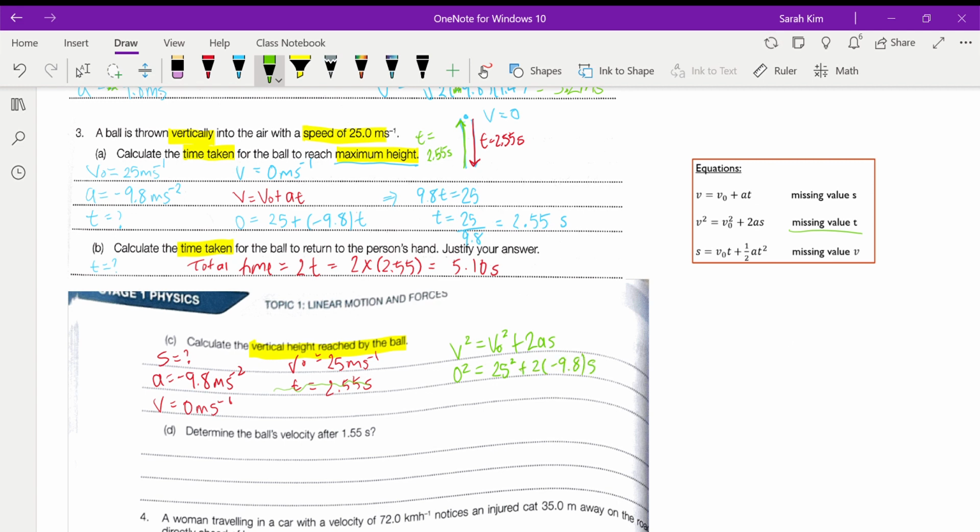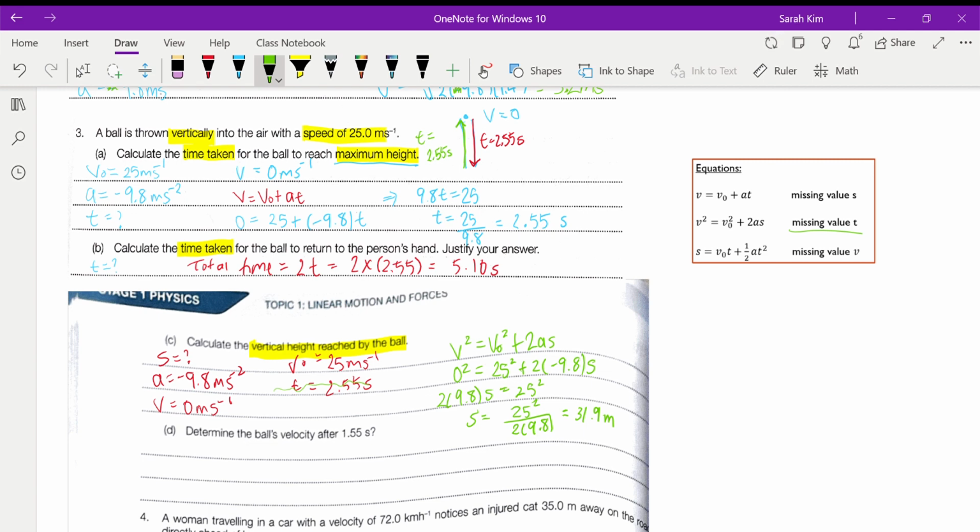Alright, so I'm subbing these values in, and now I'm rearranging it. So my S should be 25 squared divided by 2 lots of 9.8, which you just chuck in the calculator and should get 31.9 meters.